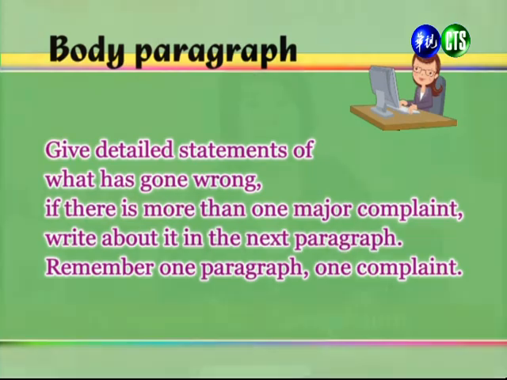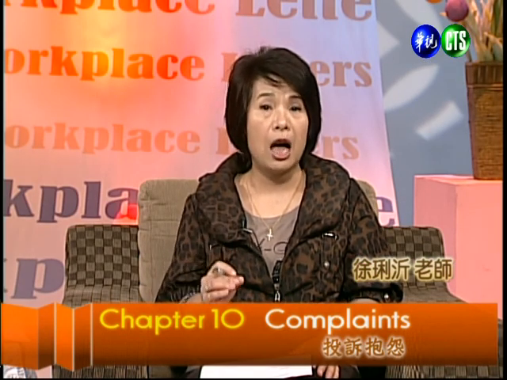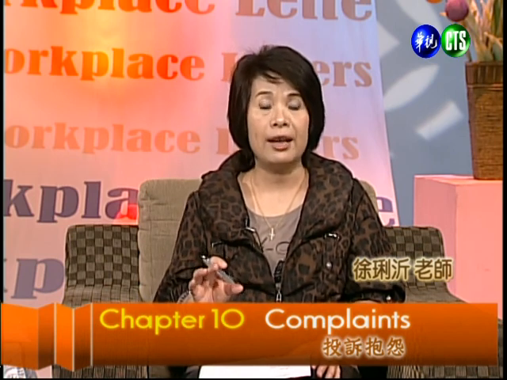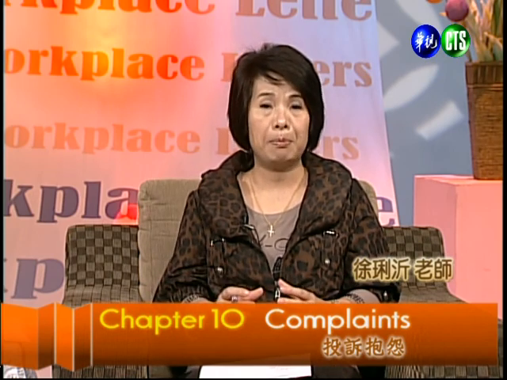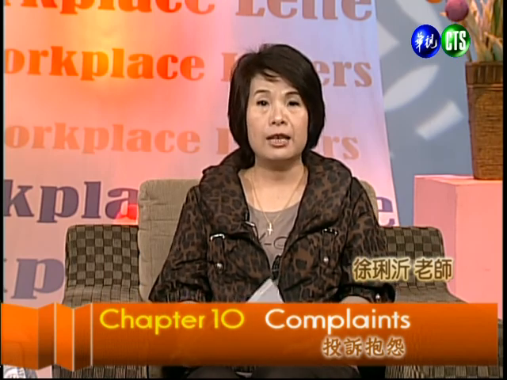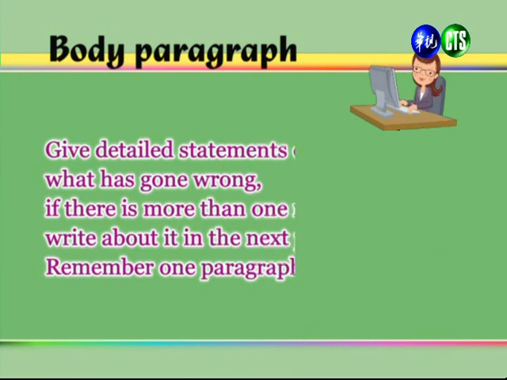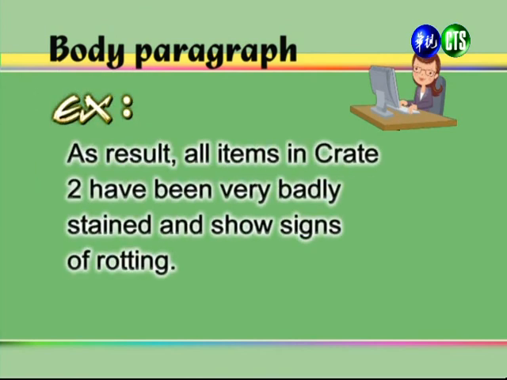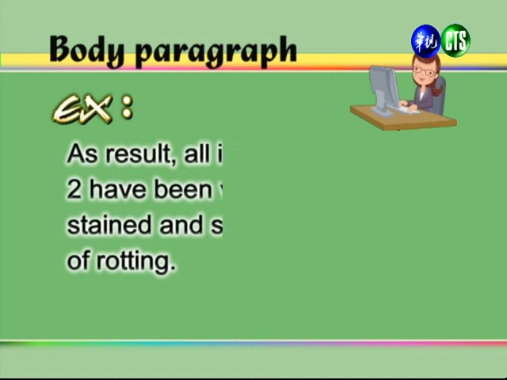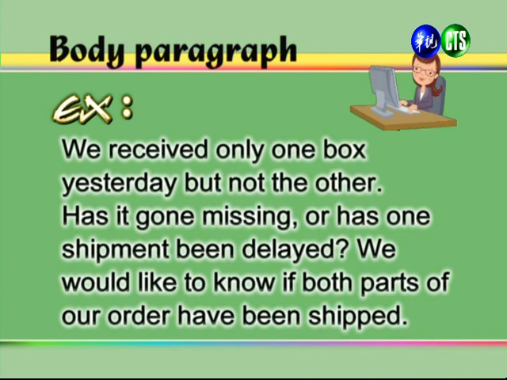同学们，你可能会在这个 complaint 信里头发现这批货有好几个问题。那你要掌握一个原则，就是一段一个 complaint，你不要把一个段落放了好多个 complaint 在里头，这就会让这封信比较难读懂。我们来看例句。As a result, all items in crate 2 have been very badly stained and show signs of rotting. 他说，结果呢，就是第二项目呢，有非常严重的污渍，也有一些的锈蚀的这种现象。第二个例句，We received only one box yesterday, but not the other. Has it gone missing, or has one shipment been delayed? We would like to know if both parts of our order have been shipped.